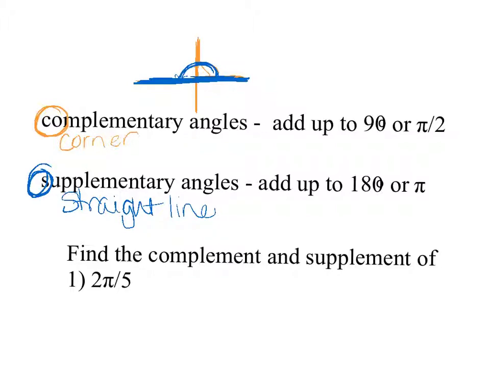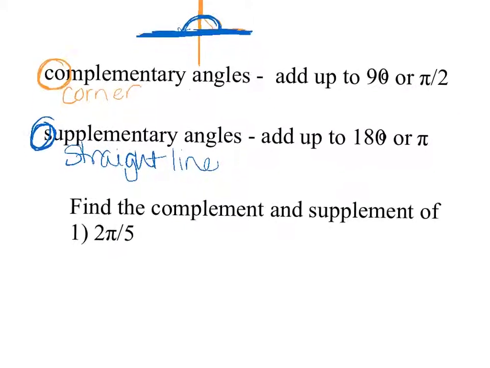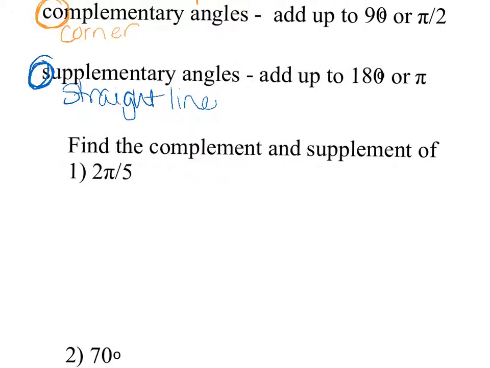So if you're supposed to find the complement or supplement, here on number 1 I'm supposed to find the complement. That means that my number, 2 pi over 5, should add up with another number to give me pi over 2, because they're supposed to add up. Complement means they add up to a corner, which is 90 degrees or pi over 2. So now it's just a matter of solving this.